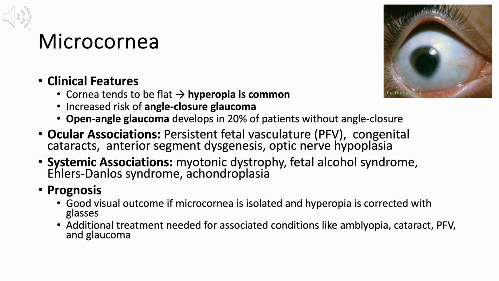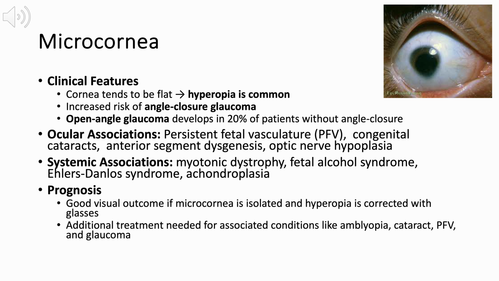Microcornea presents with a range of clinical features that aid in its identification and management. The cornea tends to be relatively flat, making hyperopia a common refractive issue. This anatomical configuration predisposes patients to an increased risk of angle closure glaucoma. Interestingly, open-angle glaucoma has also been observed in up to 20% of affected individuals, even without angle closure. Ocular associations frequently include persistent fetal vasculature, or PFV, congenital cataracts, anterior segment dysgenesis, and optic nerve hypoplasia. These coexisting ocular abnormalities may complicate the clinical picture and influence prognosis.